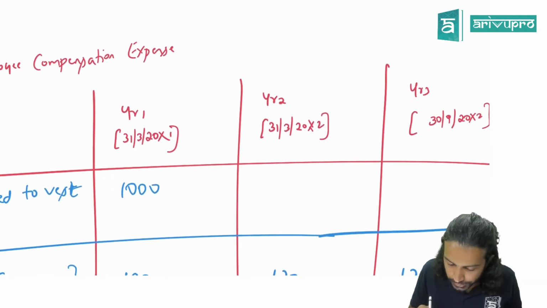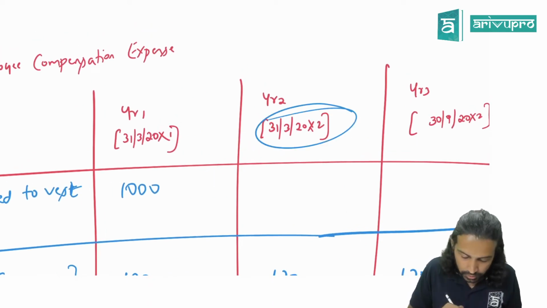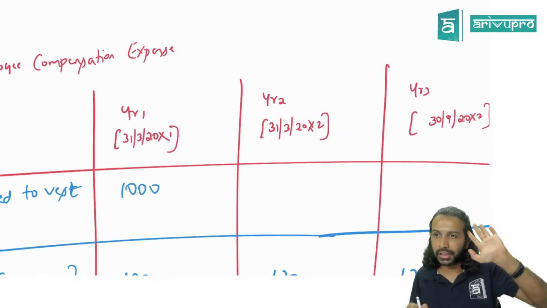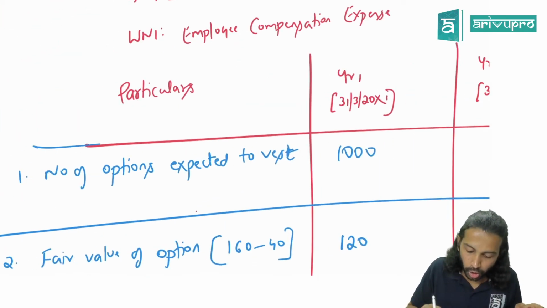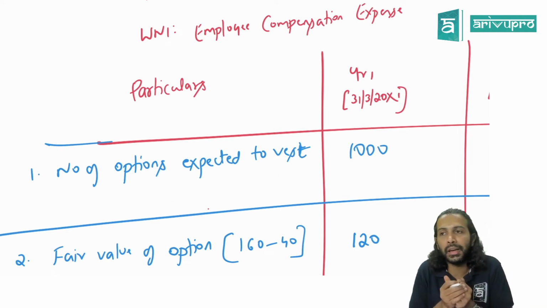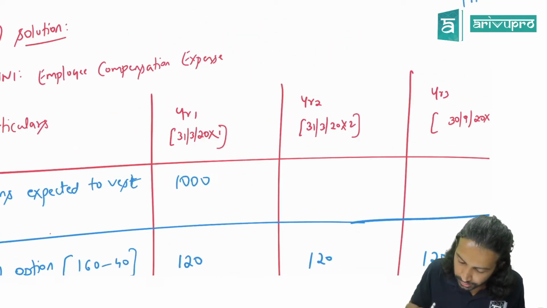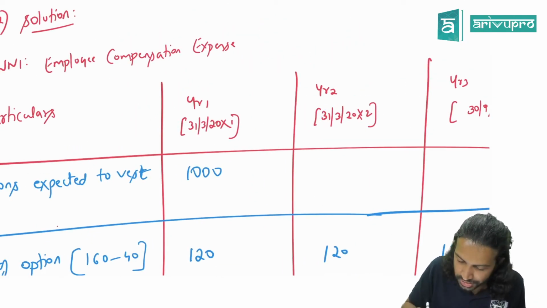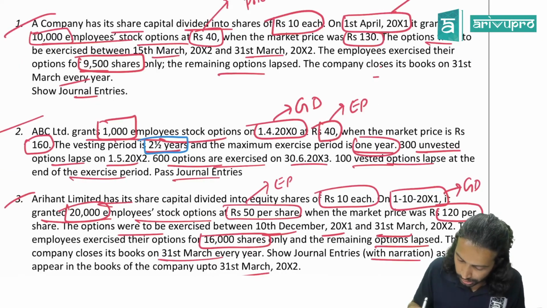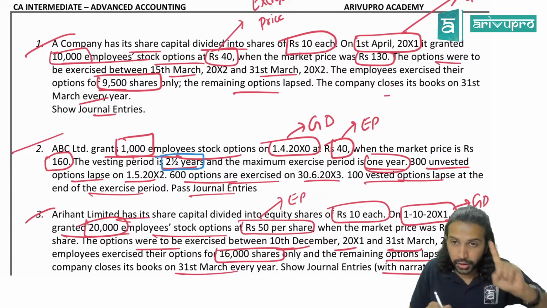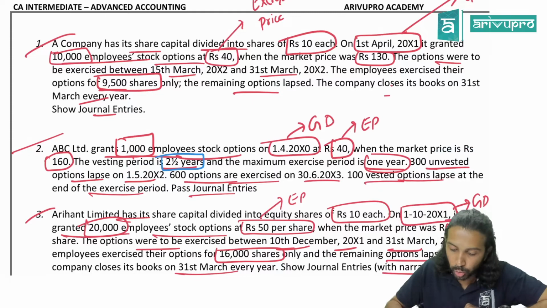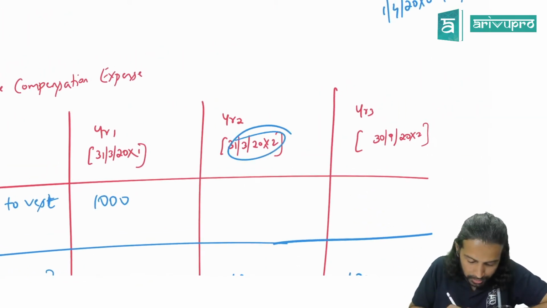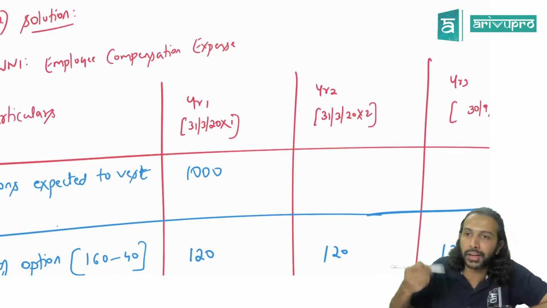Next year is ending on which date here? 31st March 20x2. Now check. On 31st March 20x2, how many options does the company feel employees will buy? Any information about lapse is given, no? They told how many options lapsed: 300, but dates are important. 300 unvested options lapsed, but on which date? 1st May 20x2. 1st May means it comes after this date.